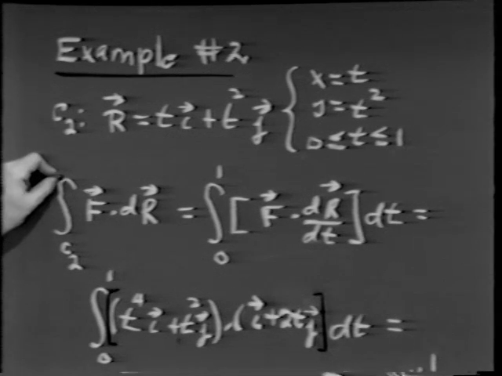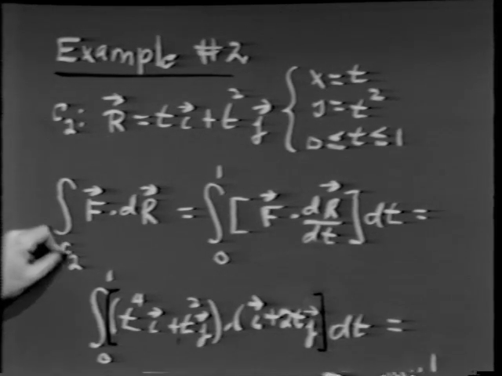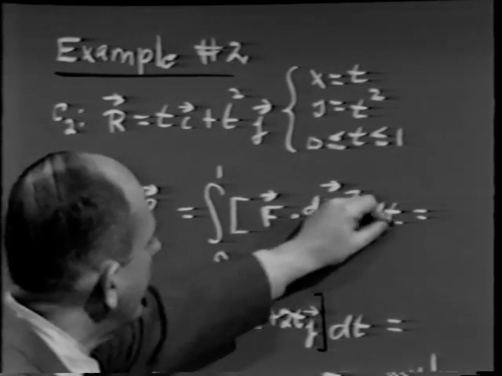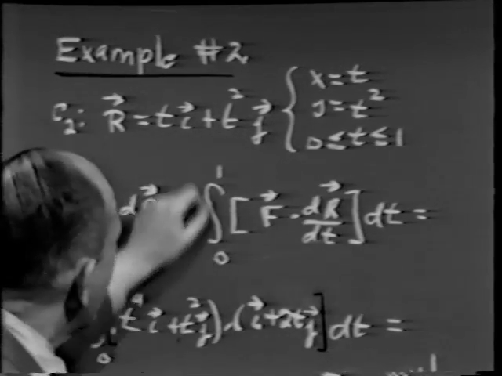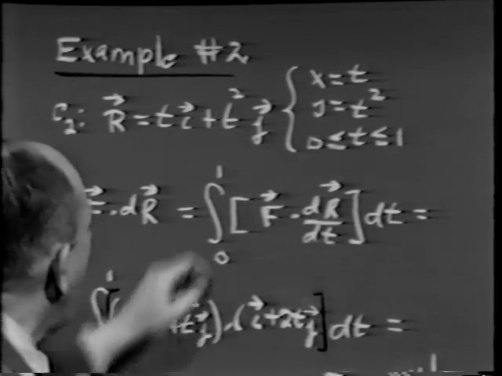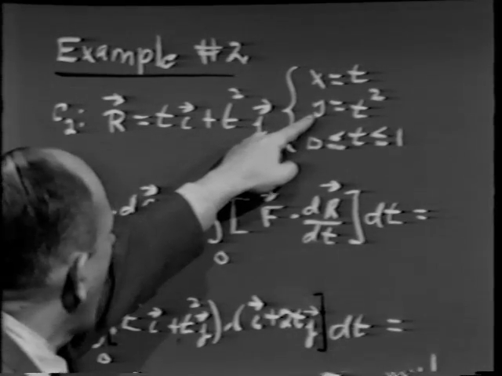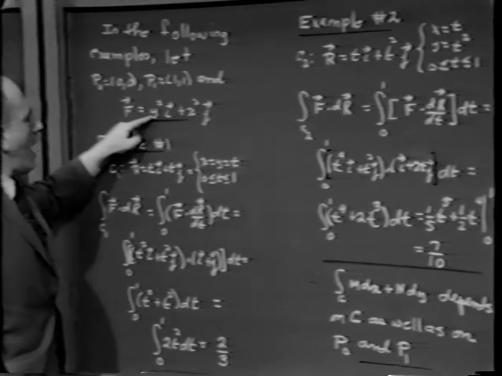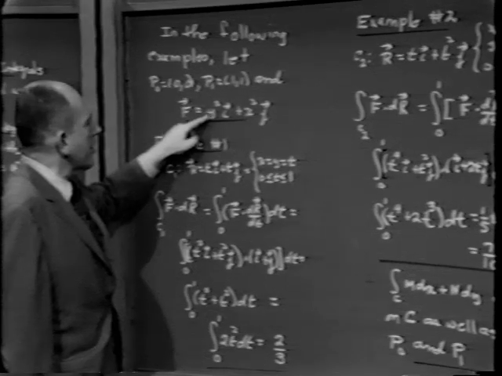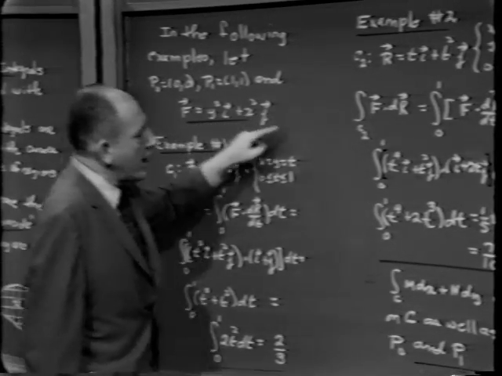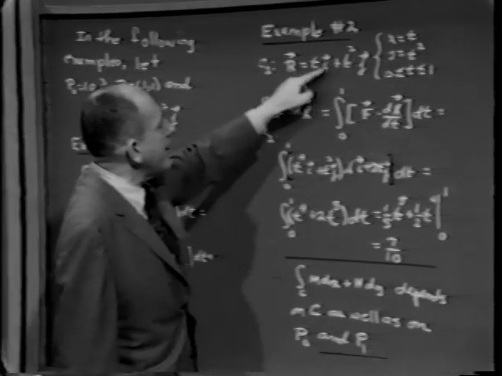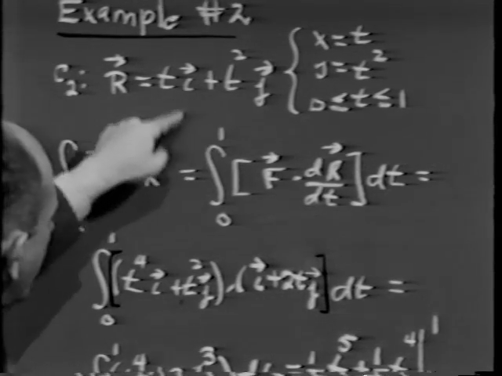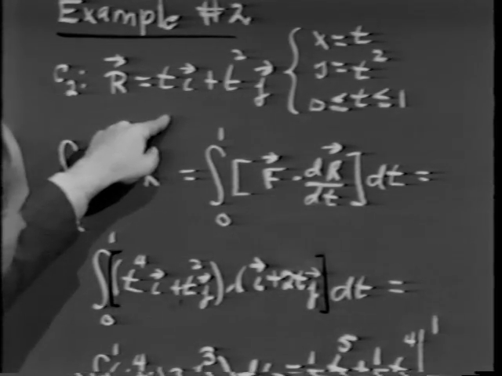At any rate, the work done, by definition, symbolically, is the line integral along C2 of F dot dr. That still means F dot dr/dt dt as t goes from 0 to 1. In this case, x is t and y is t squared. So if we come back to our definition of F and replace x by t and y by t squared, we see that our force is t to the 4th i plus t squared j. Since r is ti plus t squared j, dr/dt is just i plus 2tj. Remember, we differentiate vectors component by component.